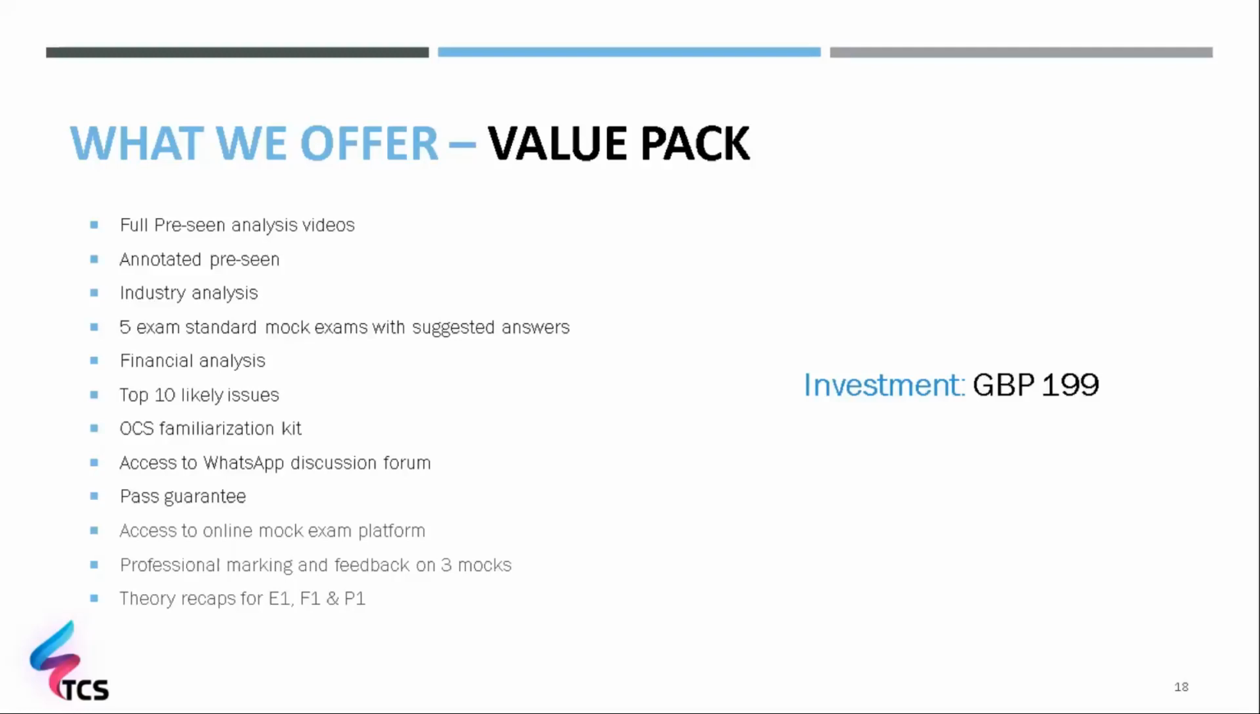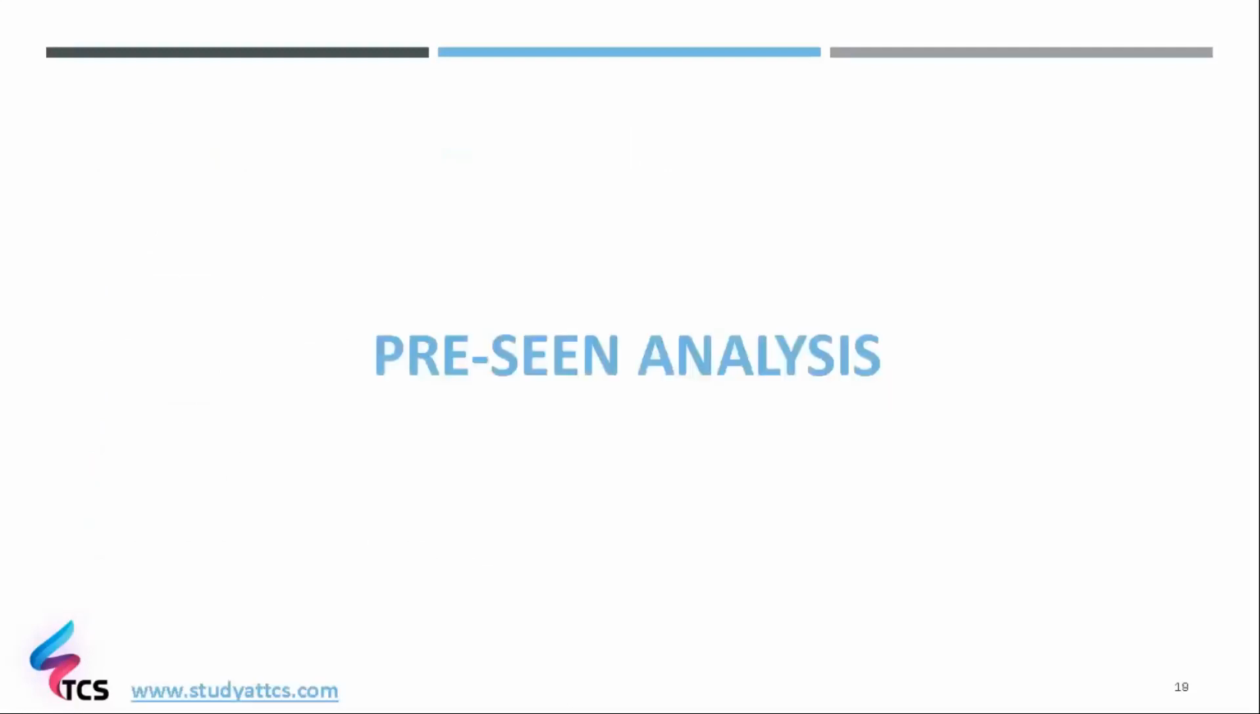So if you ask me, the value pack is most suitable for students who are coming through the exemption route, such as the FLP program, because you need to understand the theoretical components pertaining to E1, F1, and P1 better. On top of that, if you had struggled with your OTQ examinations, or if you are returning to CIMA studies after a prolonged study break, again, I would recommend that you go for the value pack, and the investment is £199.